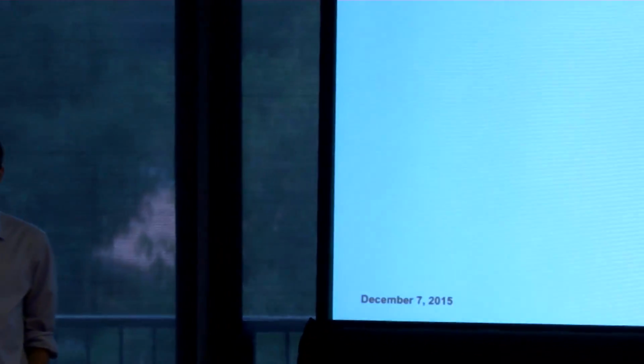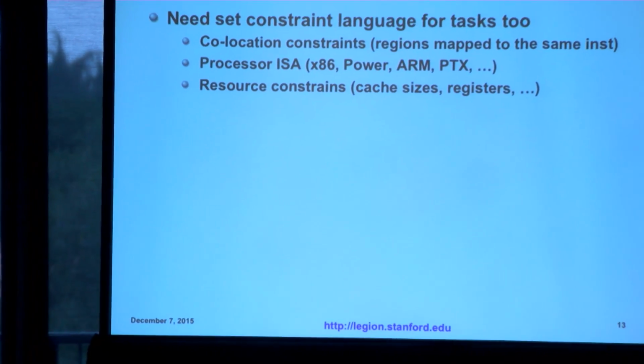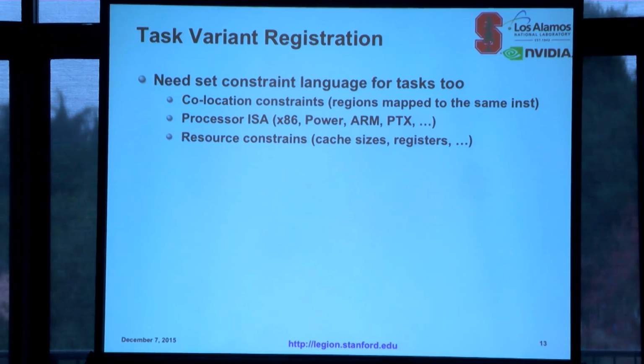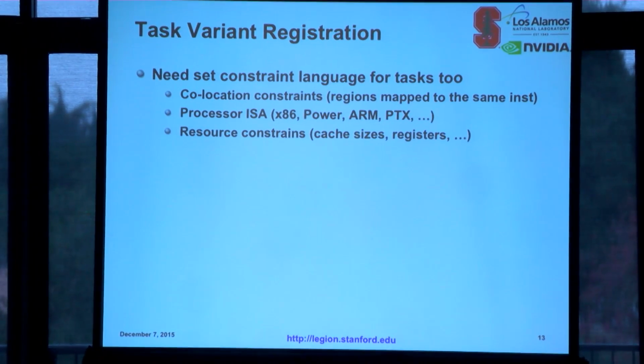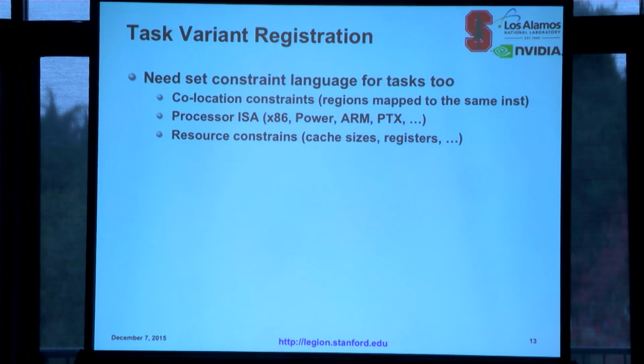So what we're going to do is also have another sort of set constraint language to actually describe the assumptions that task variants have on their execution. Just like we had a set constraint language for describing the layout of our logical regions, we're going to have a set constraint language for describing the assumptions that tasks make about their execution.